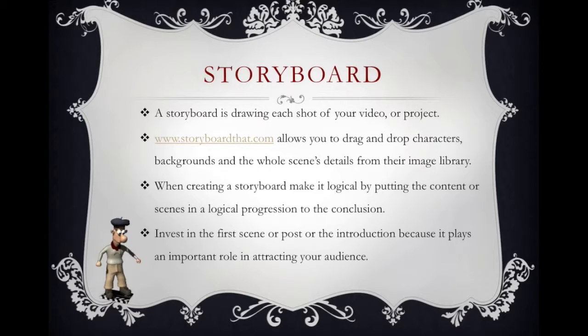And here are some tips to create your own storyboard. The first one is to make it logical by putting the content or scenes in a logical progression to the conclusion. That means that you want to make sense to the audience of why you have this conclusion, which is a logical conclusion for the introduction and the parts you put before that.